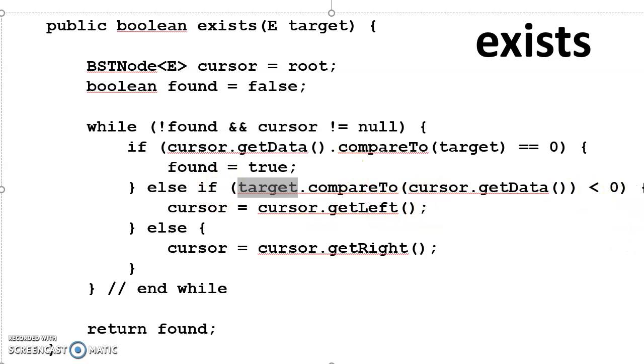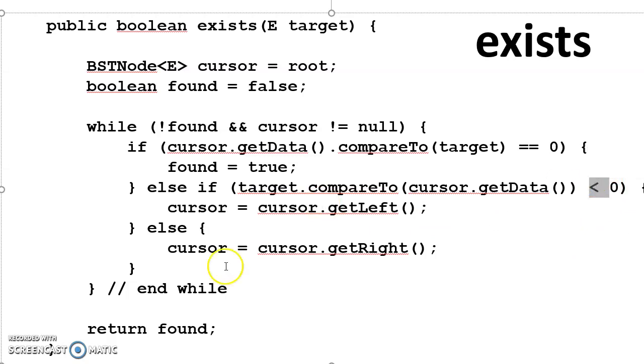So yes, I initially did have it written one way. I'm not trying to confuse you. Well, I know I'm confusing you, but I just want to show that it does make a difference positionally, whether you do cursor get data dot compared to target or target dot compared to cursor get data. We have to make sure that this directionality goes the right way.